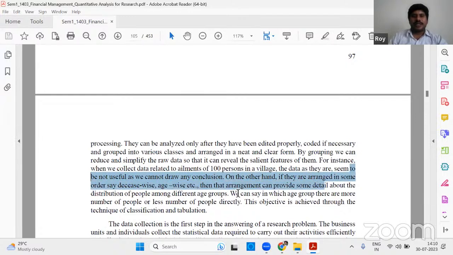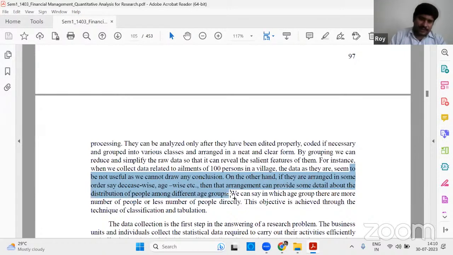On the other hand, if they are arranged in some order, say disease-wise, age-wise, district-wise, then they can provide some detail about the distribution of the people among the different age groups. When they collect 100 people, if you can't keep it in a proper way, you can't collect the data. The 100 people may include a 5-year-old boy who can speak one or two words. He can tell some lies also. Lies means inappropriate answers also.